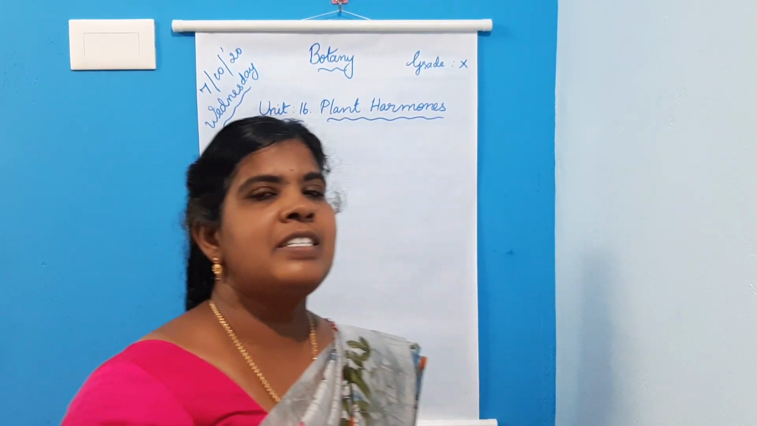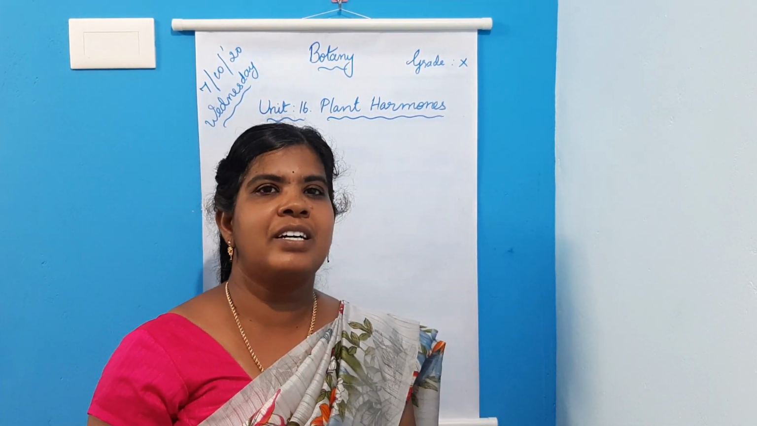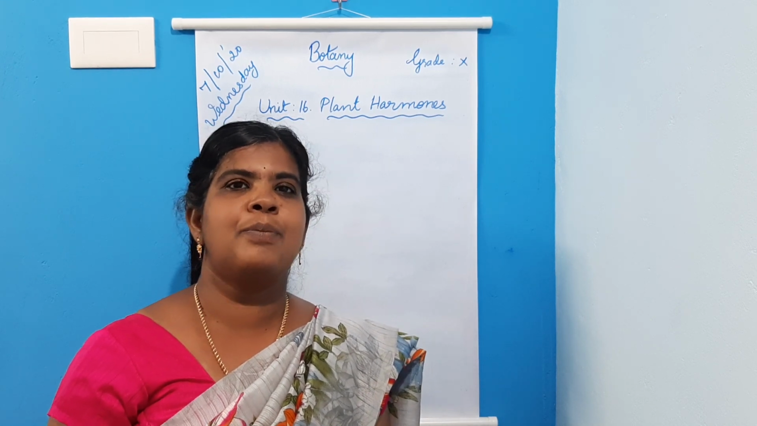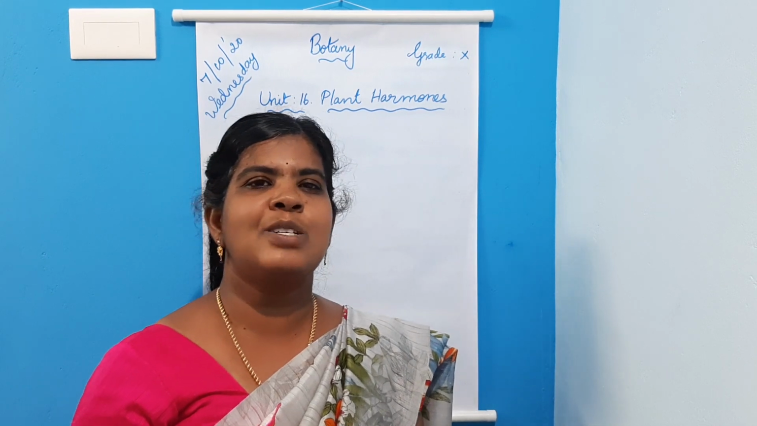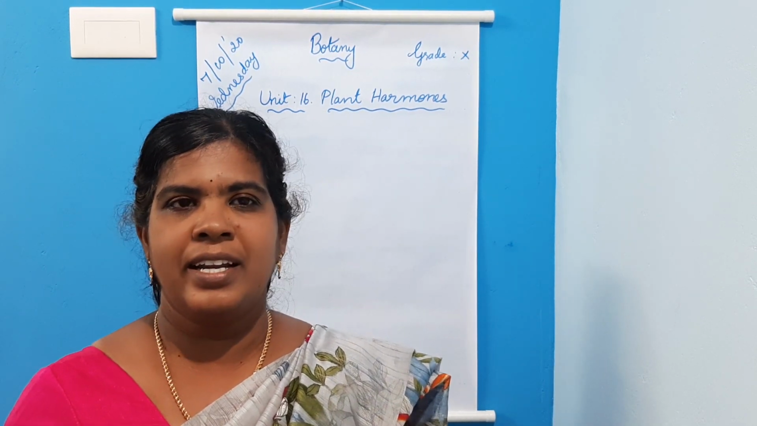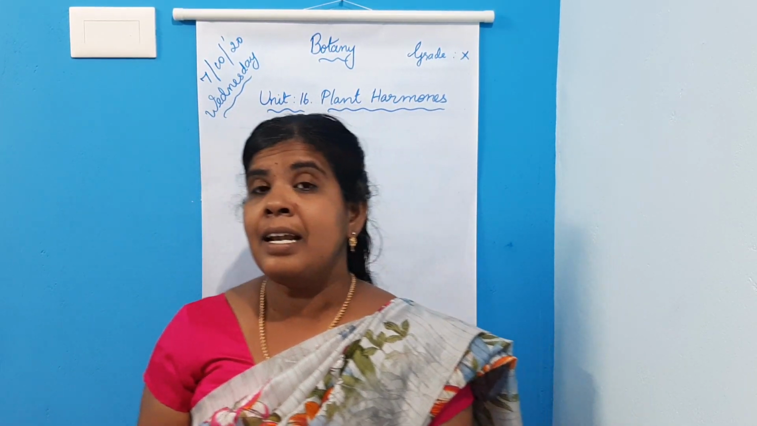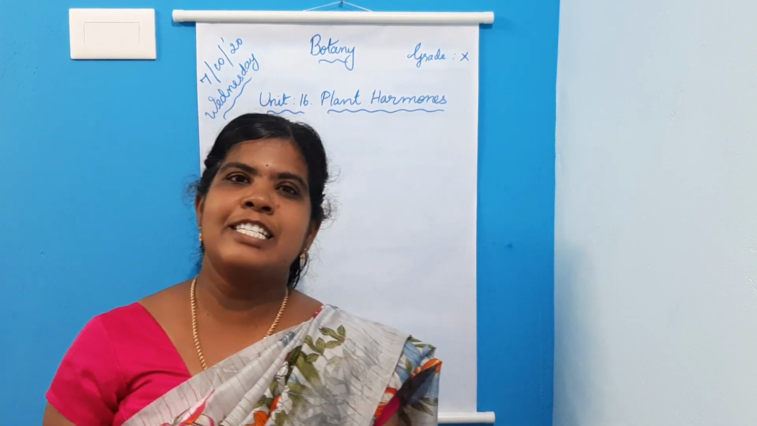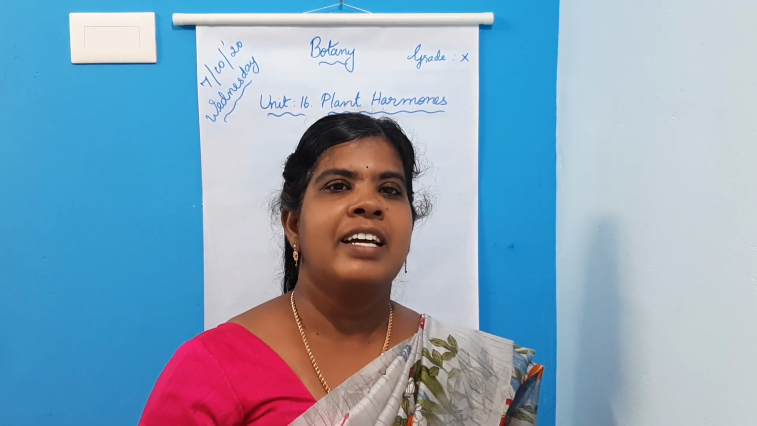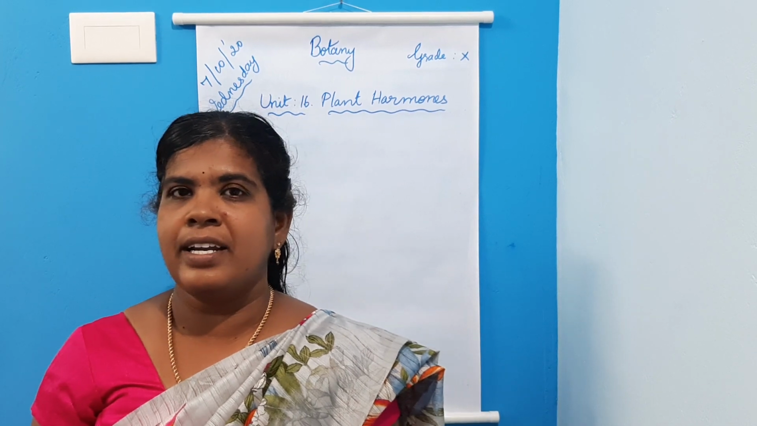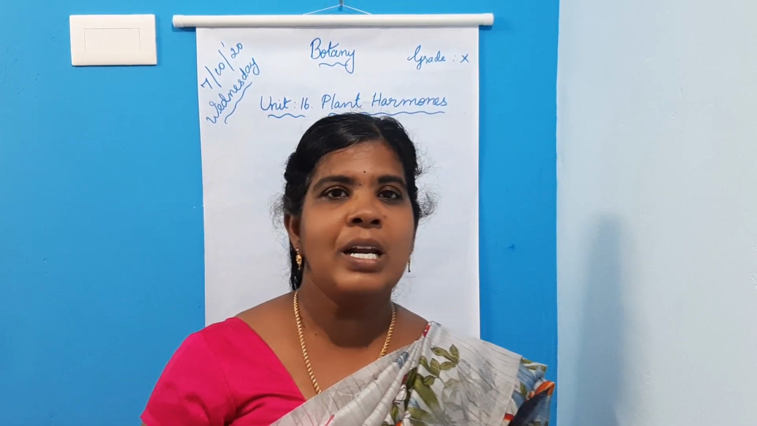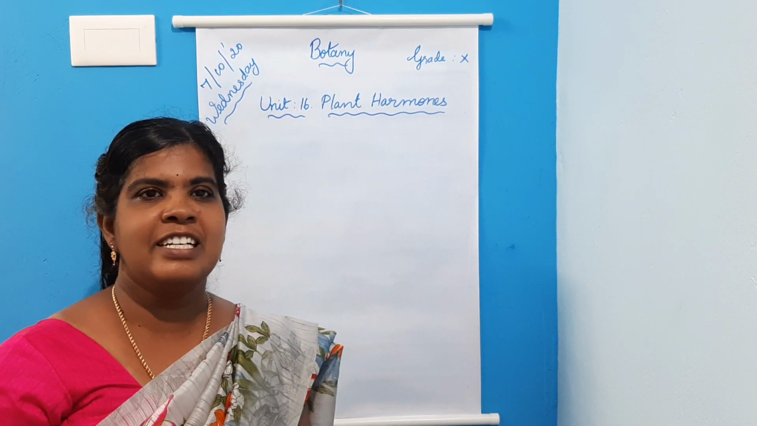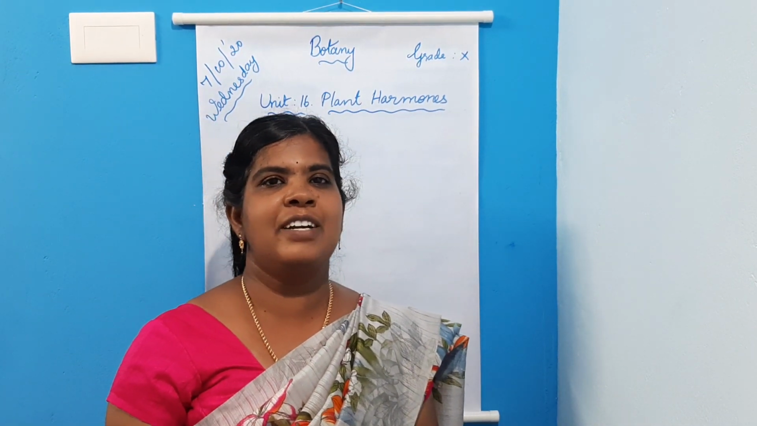Which is the first plant hormone discovered? Auxin is the first plant hormone discovered. So what is the function of cytokinin? Cytokinin induces cell division. The application of cytokinin delays the process of aging in plants. That is called the Richmond-Lang effect. I hope you all studied well.